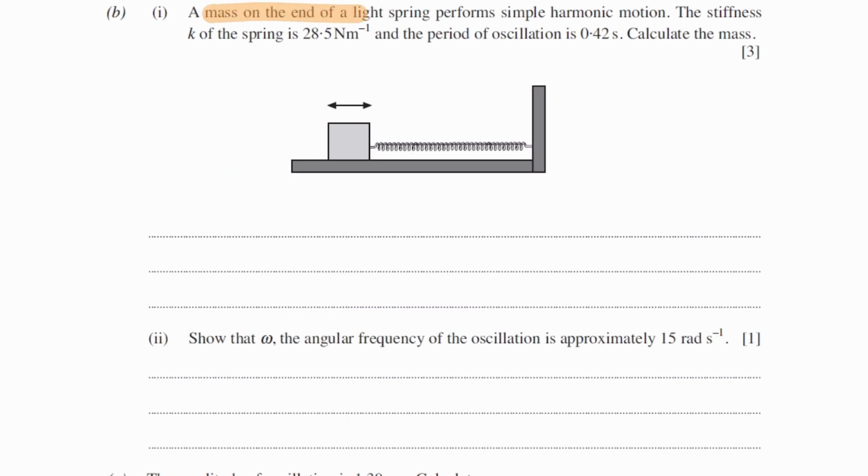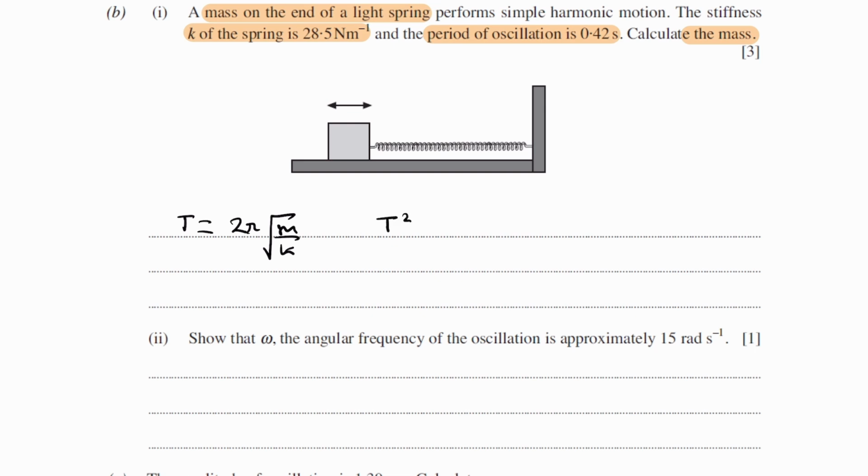A mass on the end of a light spring performs simple harmonic motion. The stiffness k of the spring is 28.5 newtons per meter, and the period of oscillation is 0.42 seconds. Calculate the mass. So the equation that we're using here, time period is equal to 2π root m over k. That's the time period for a mass spring system. We're trying to work out what mass is.